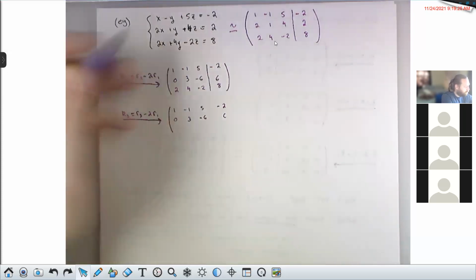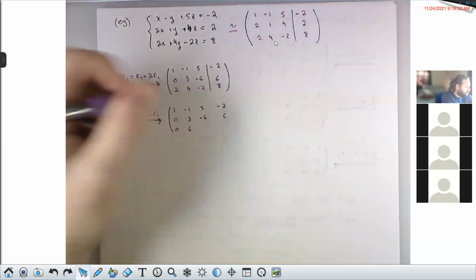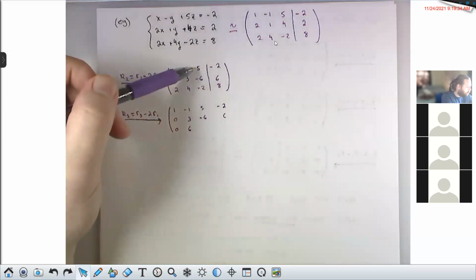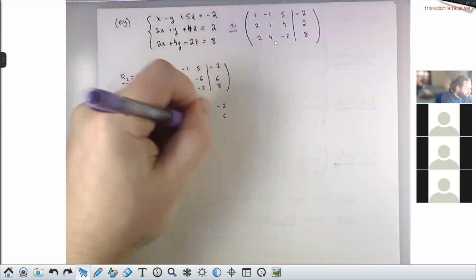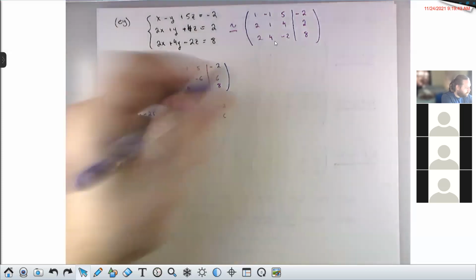-2 times this plus this is 0. -2 times this is 2 plus this is 6. -2 times this is -10 plus -2 is -12. -2 times this is 4 plus this is +12.